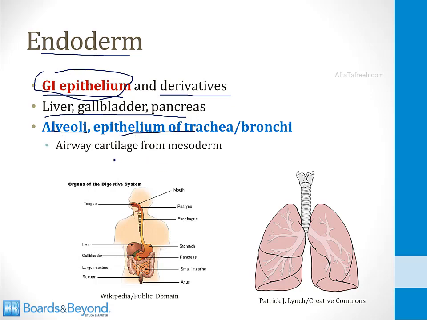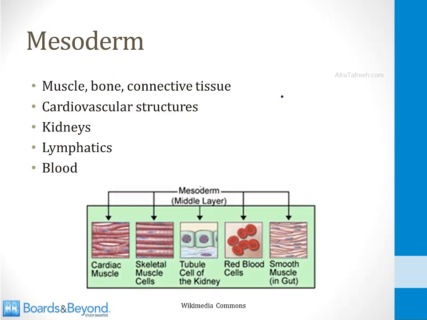The lungs are a little tricky because the cartilage in the airways comes from mesoderm, but the epithelial lining and the alveoli come from the endoderm. And so if your ectoderm is everything on the outside, like the skin and hair and nails, and your endoderm is the GI tract on the inside, then the mesoderm is everything in the middle.